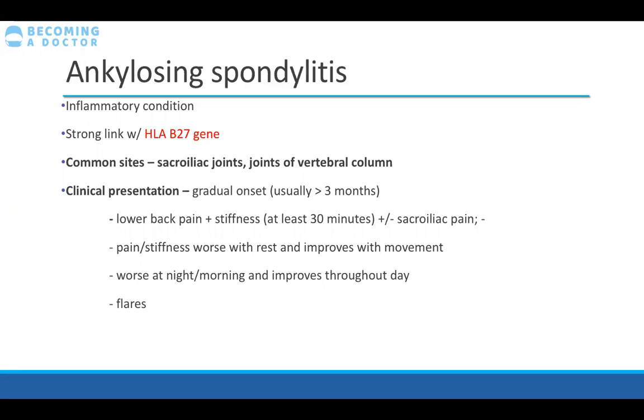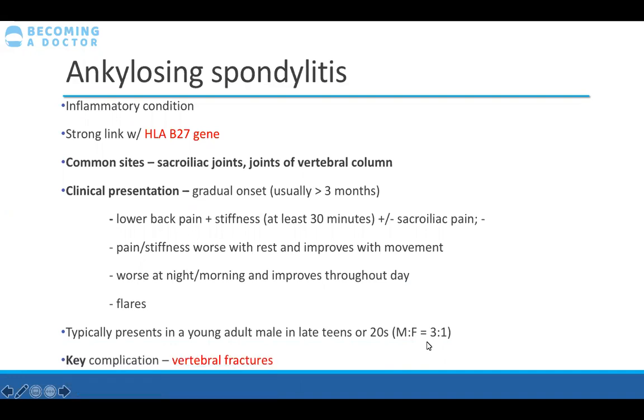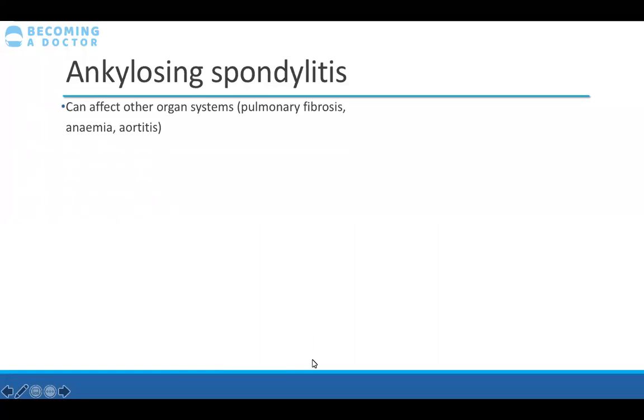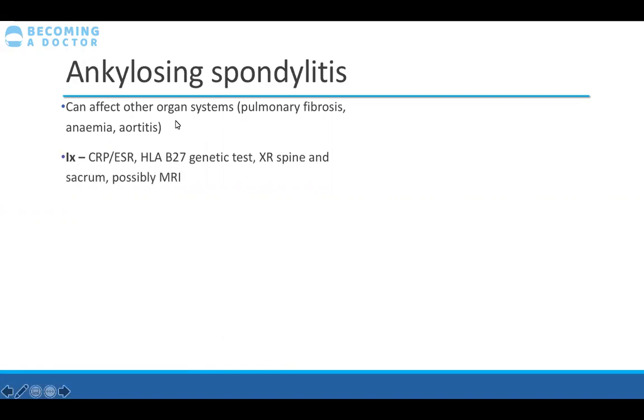So it's good to take a history over the last couple of months. It typically presents in a young adult male in their late teens or 20s. Males are 3 times more likely to experience this. A key complication to remember of AS is vertebral fractures. It can affect other organ systems, so pulmonary fibrosis, anemia, aortitis, but you don't need to remember how, just the fact that it can possibly affect other systems.